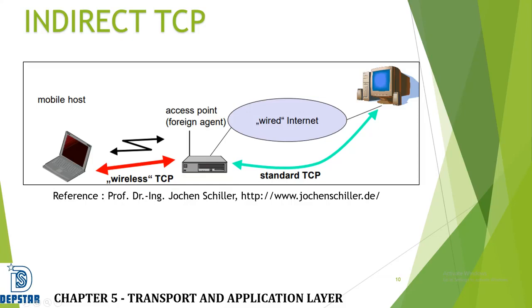Instead of the mobile host, the access point now terminates the TCP connection, acting as a proxy. The correspondent host in the fixed network doesn't notice the wireless link. The foreign agent here acts as a proxy and relays all the data in both directions. If the correspondent node sends a packet, the foreign agent acknowledges it and tries to send it to the mobile host. If the mobile host receives the packet, it acknowledges the packet to the foreign agent. The correspondent node doesn't recognize this.